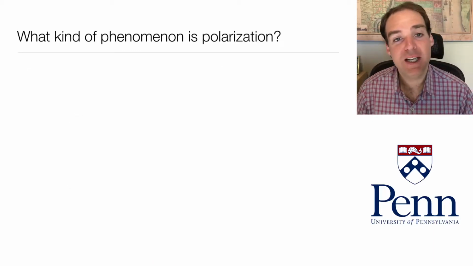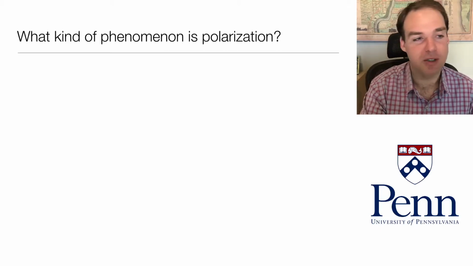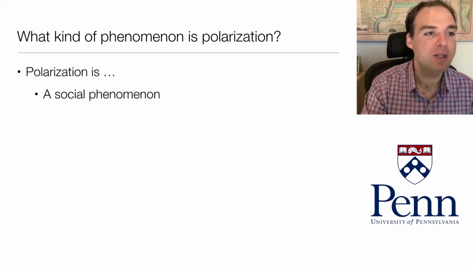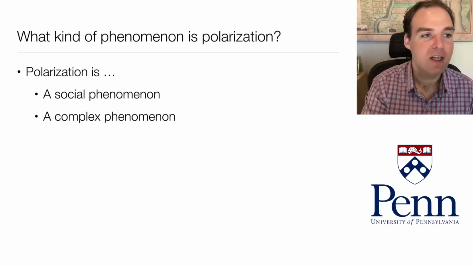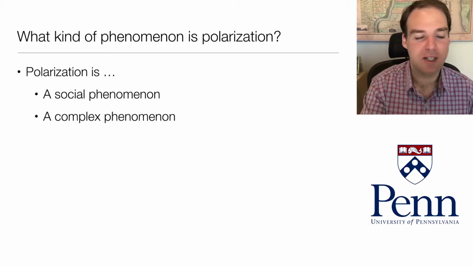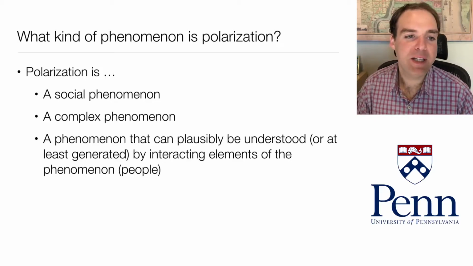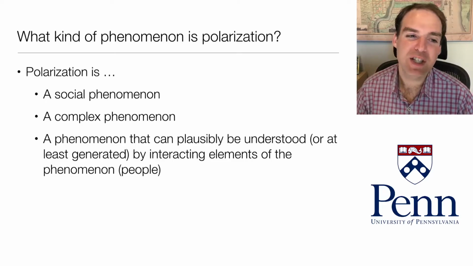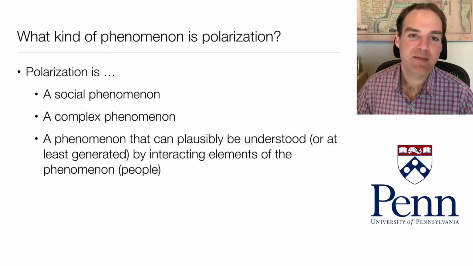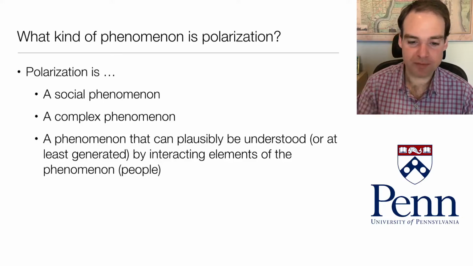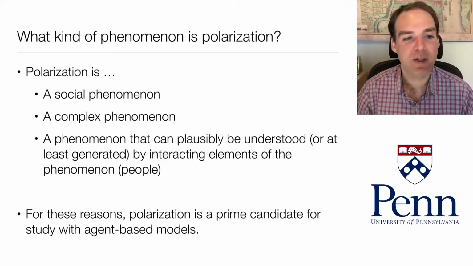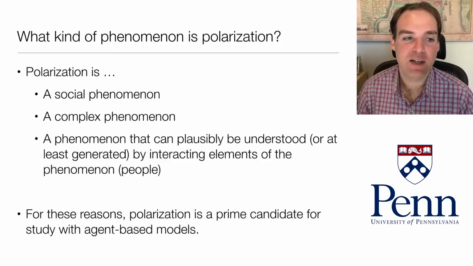So what kind of phenomenon is polarization, and political polarization in particular? Well, polarization is a social phenomenon. Polarization is a complex phenomenon. And polarization is a phenomenon that can plausibly be understood, or at least generated by, interacting elements of the phenomenon itself, namely people. So what this means is that polarization is a prime candidate for study with agent-based models.